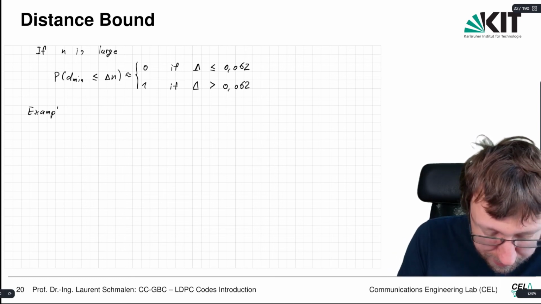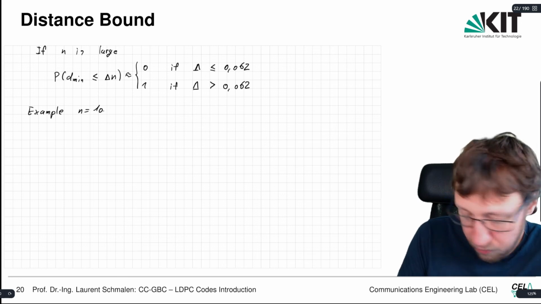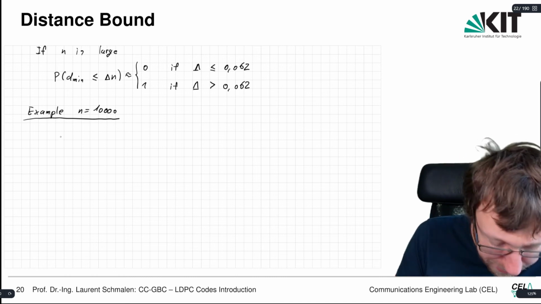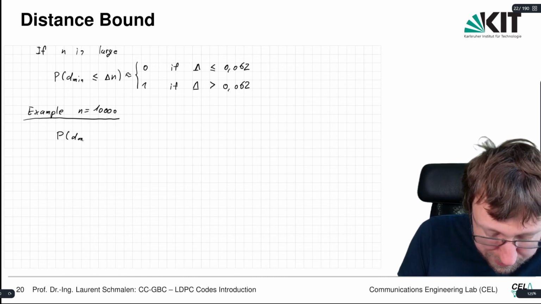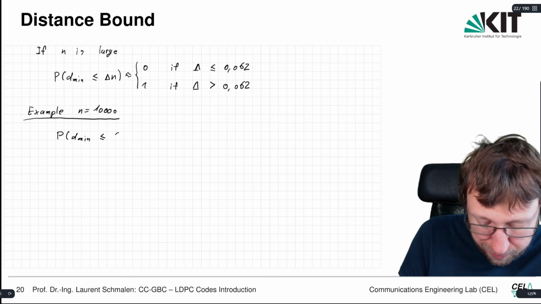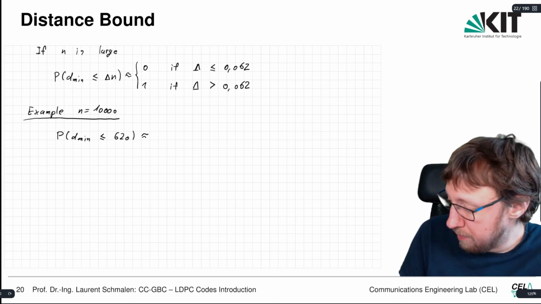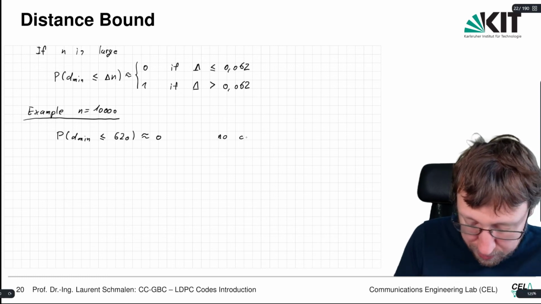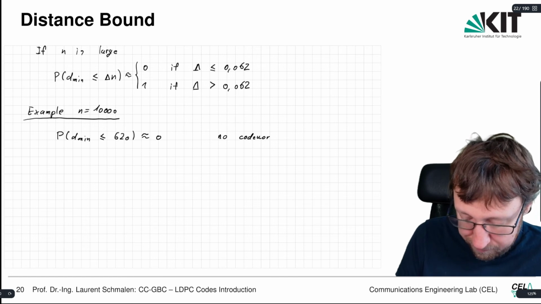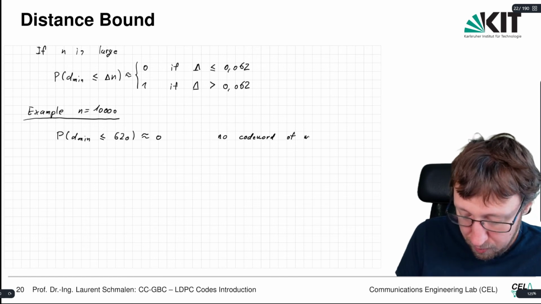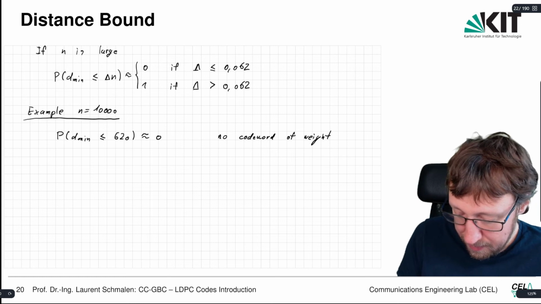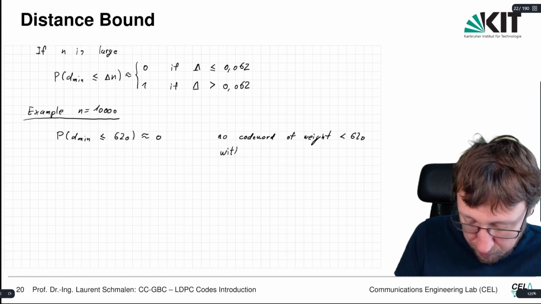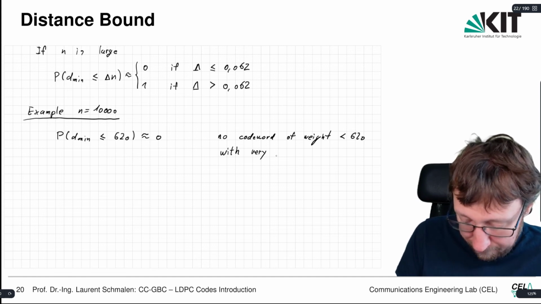Let's take an example of n equals 10,000. So that means that the probability that the minimum distance will be smaller or equal than 620 is approximately equal to 0. So with a very high probability, we have no code word of weight smaller than 620, with very high probability.